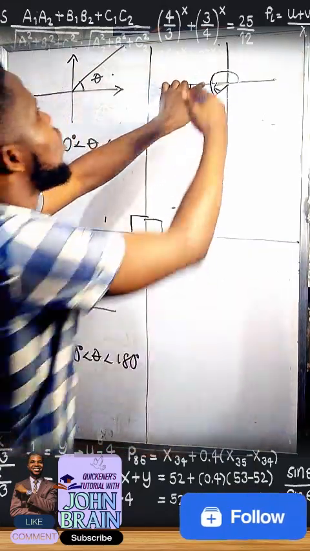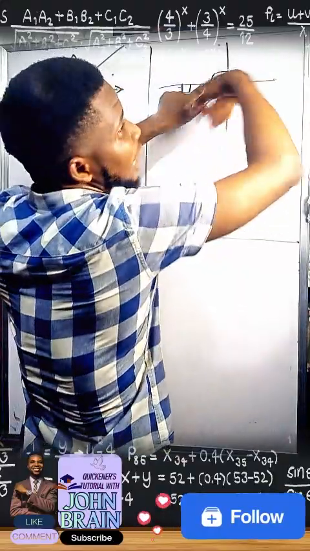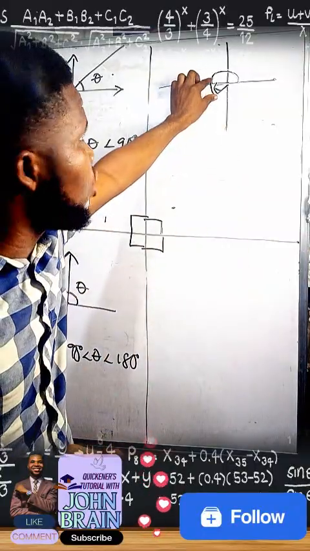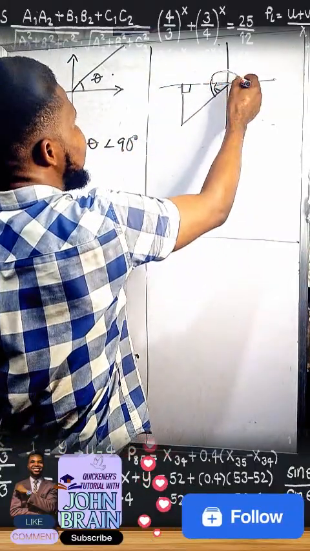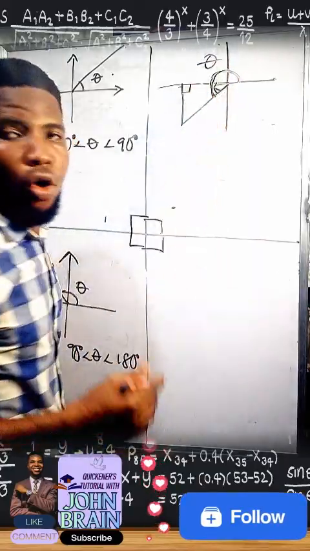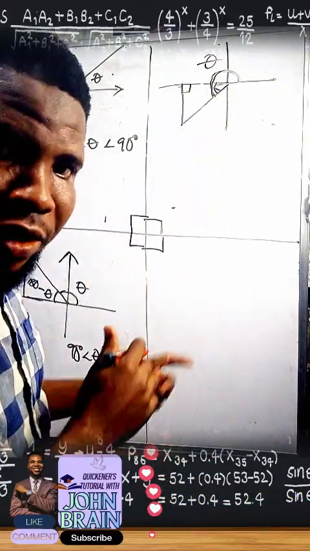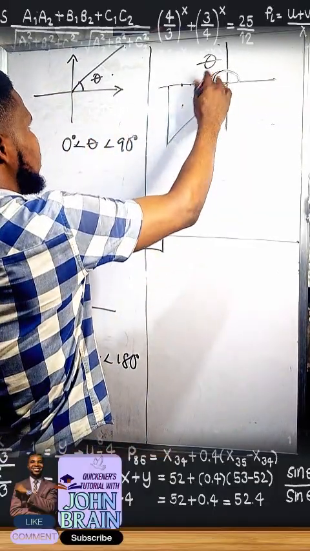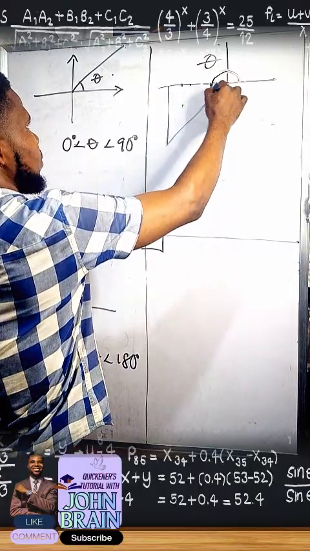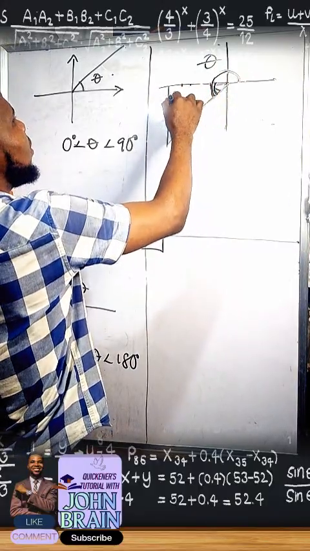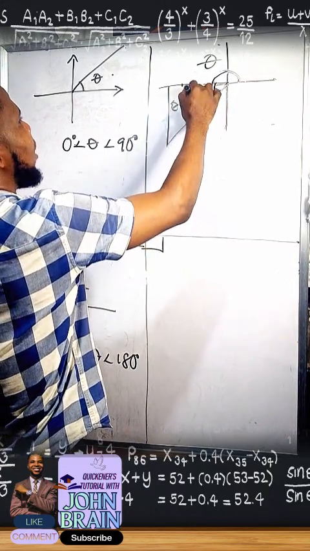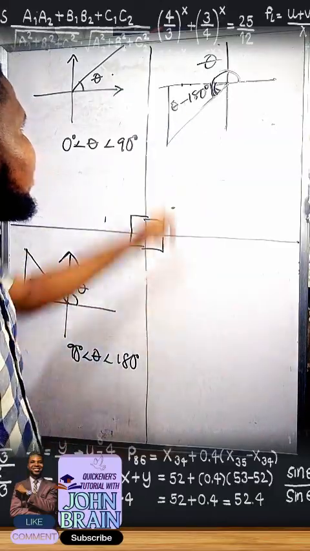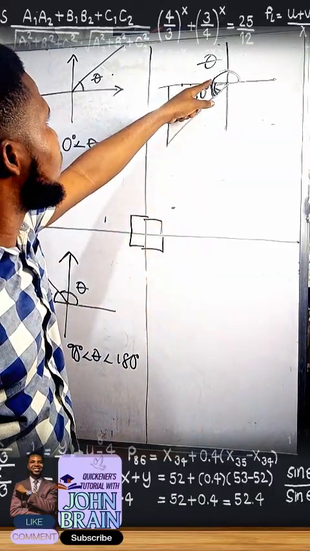All we do is remove this straight angle. What is this straight angle? This straight angle is 180. So remove 180 from theta, then you get this one. Everything from here to here is theta. So remove 180 from theta, you now get this small angle. So we have theta minus 180 degrees. That is the angle here, the small angle from here to here.